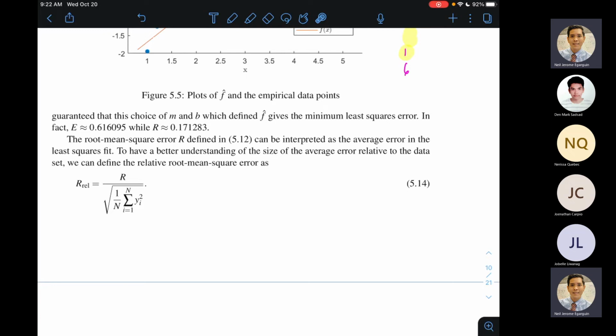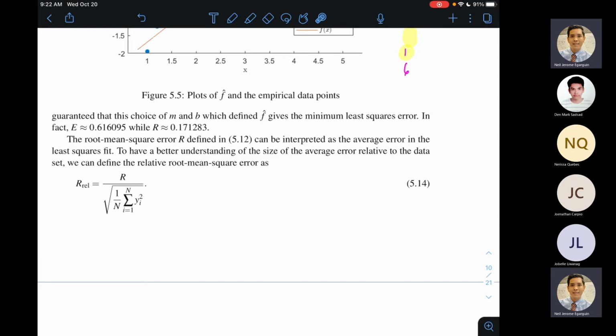Kaya lang medyo hindi tayo nakakakuha ng gaanong insight pag tinitingnan natin yung absolute error. So usually gusto nating makuha yung relative error. So yung relative error ay yung root mean square error divided by the square root nung 1 over n times the sum ng mga yi squared. So we can think of it as the magnitude o gaano kalaki yung ina-approximate natin na data, kasi ito yung total error dun sa buong data set. So ito yung percentage error.